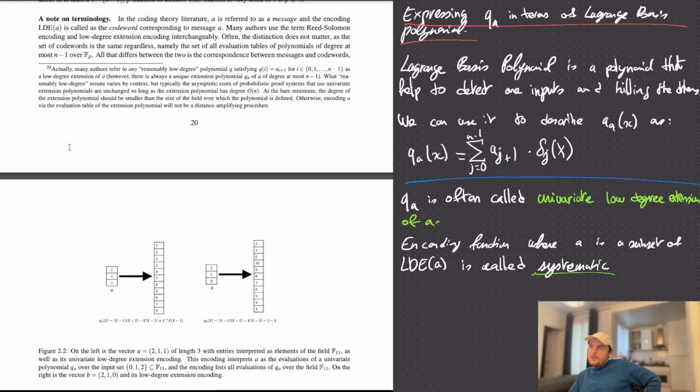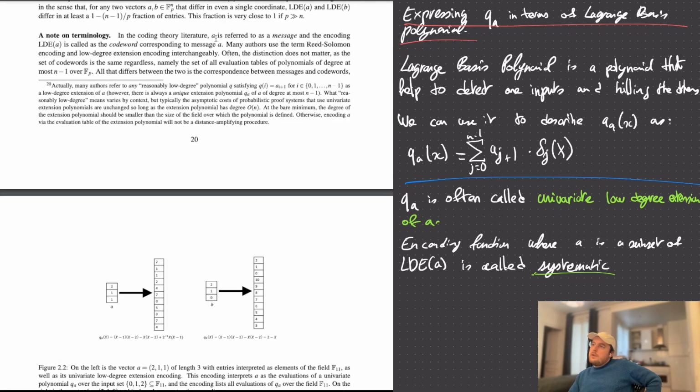A note on terminology. In coding theory literature, A is referred to as a message, and the encoding LDE of A is called the codeword corresponding to the message. Okay. A message. Low degree extension of A. Codeword of A, I guess, corresponding to the message A.